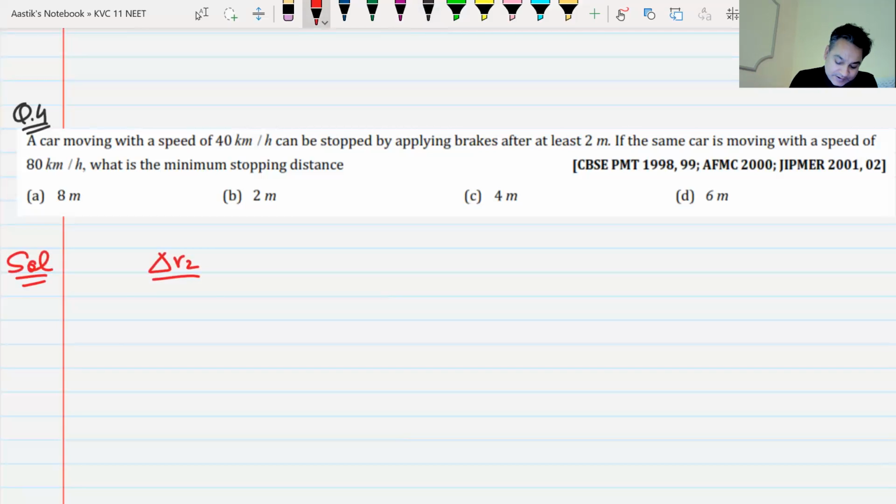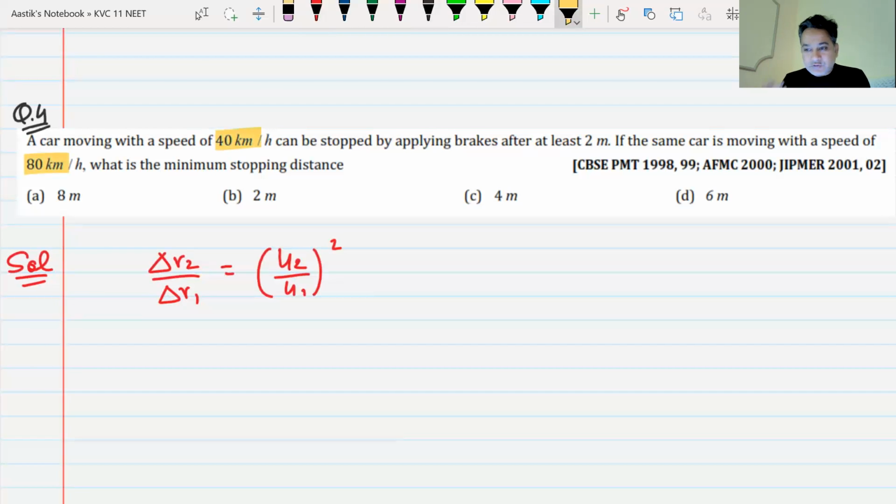Displacement 2 divided by displacement 1 will be equal to u2 divided by u1, and you can see nothing has changed. This is 40 and this is 80. Again u2 by u1 is 2, so 2 square is 4. It will get multiplied by 4, so the answer that you will get finally would be 8 meters. Do we all understand this? Yes or no? Shall we move on to the next question?